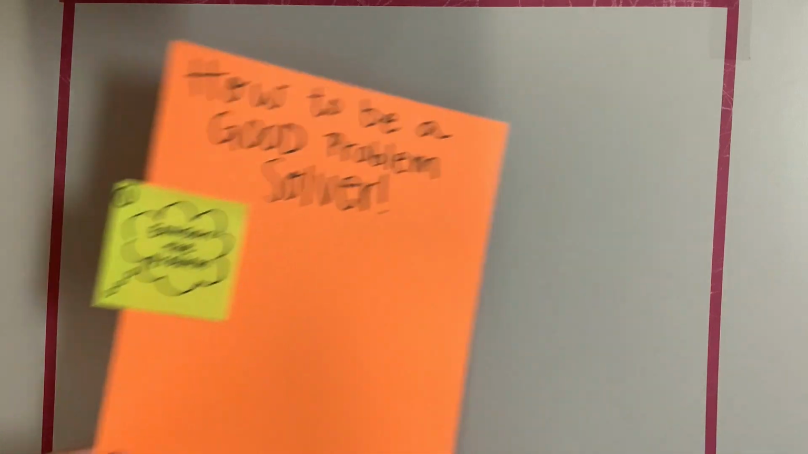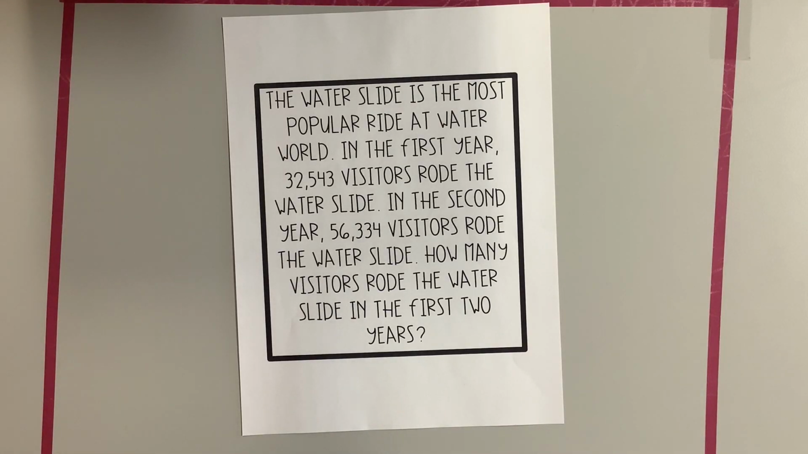Really try and understand what is the context of the problem, what is going on. Are you ready? The water slide is the most popular ride at Waterworld. In the first year, 32,543 visitors rode the water slide. In the second year, 56,334 visitors rode the water slide. How many visitors rode the water slide in the first 2 years?